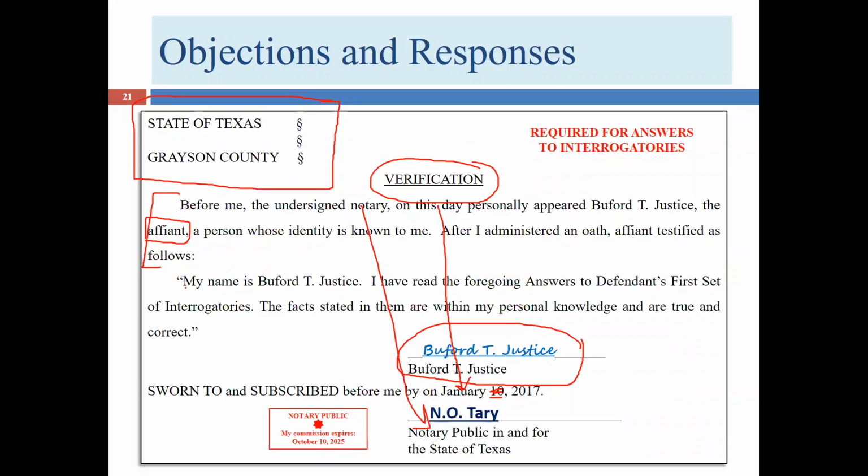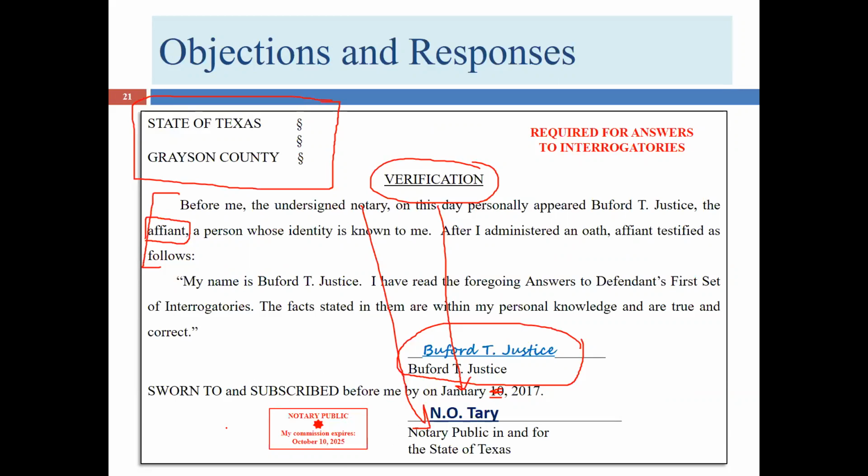Affiant testified as follows. My name is Buford T. Justice. I have read the foregoing answers to defendant's first set of interrogatories. The facts stated in them are within my personal knowledge and are true and correct. Now, many times notaries do not actually make the affiant say these words, but have him read it and then he signs it, although certainly the notary could require that he say the words. After the affiant signs it, then the notary is going to sign it as well and is going to put his or her stamp.